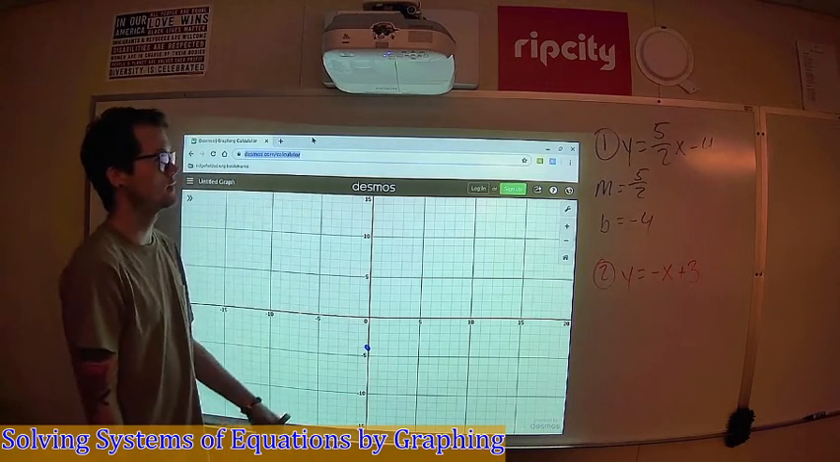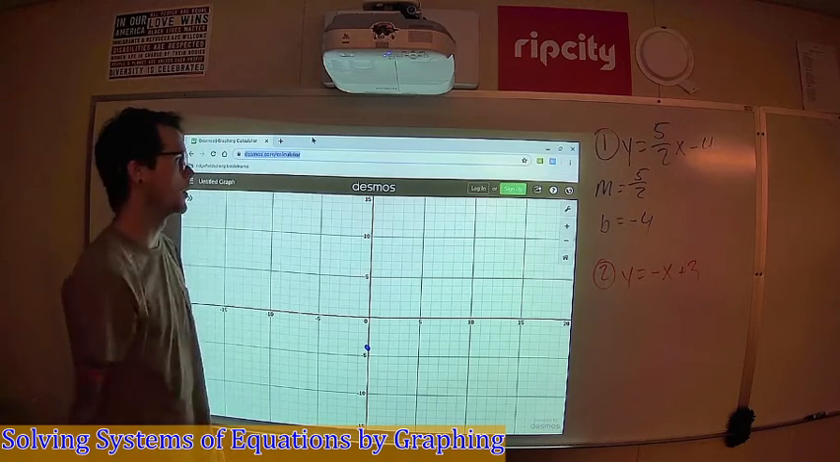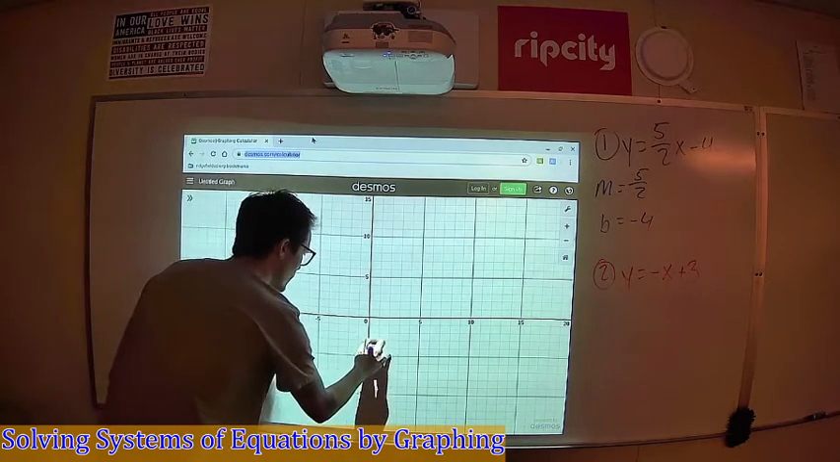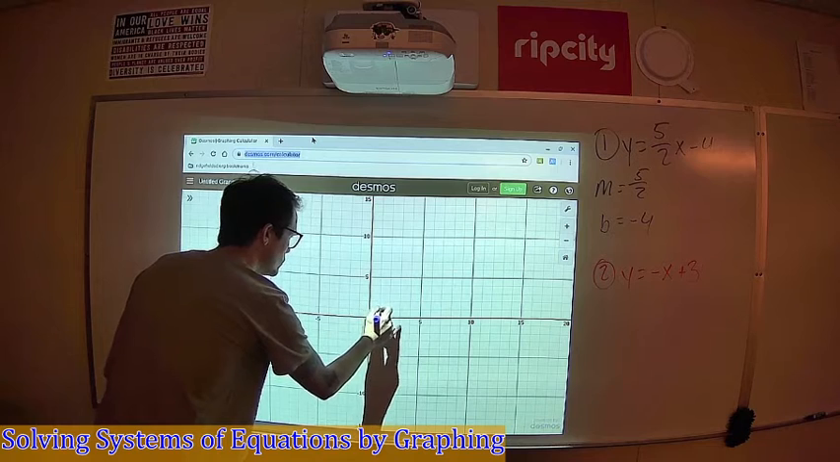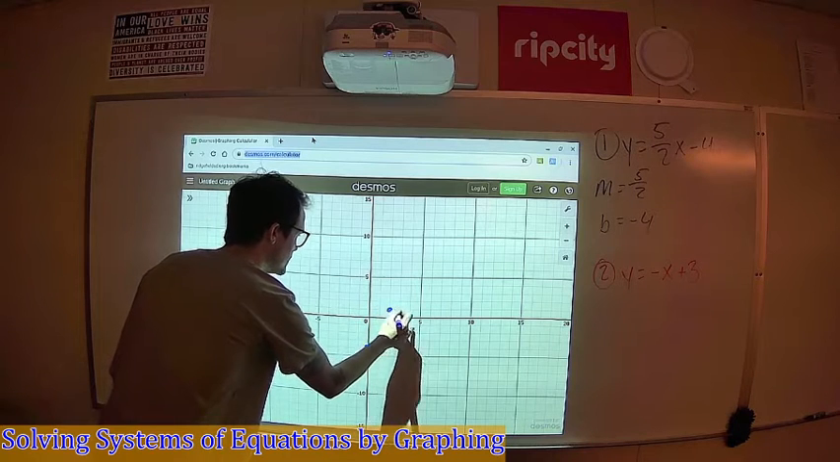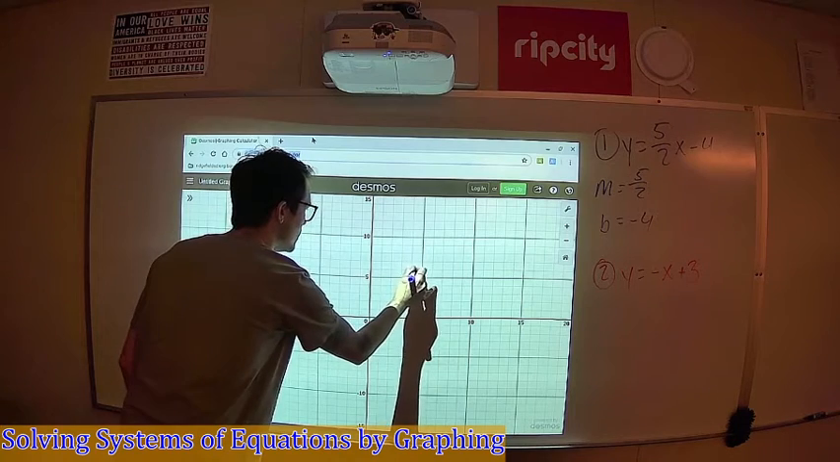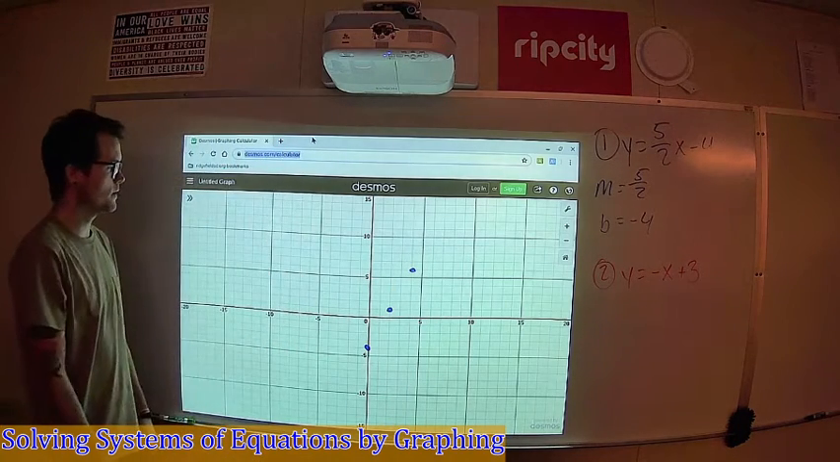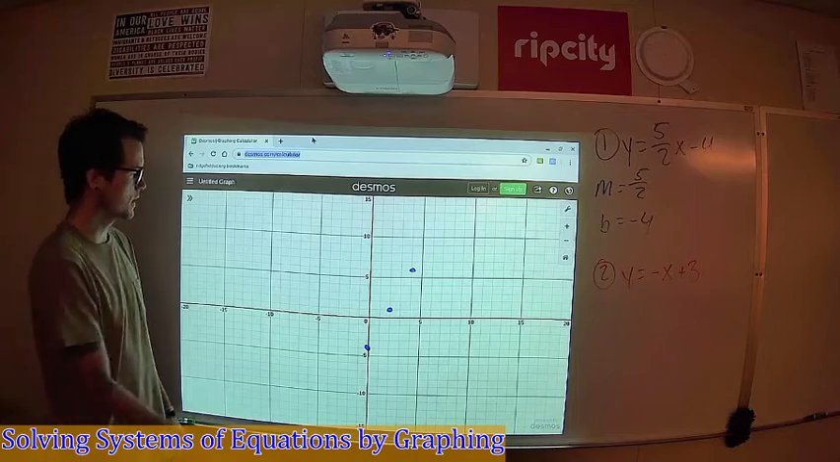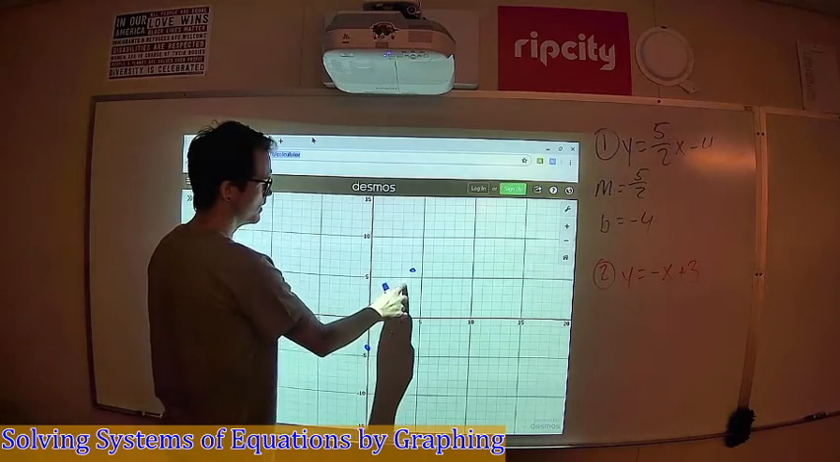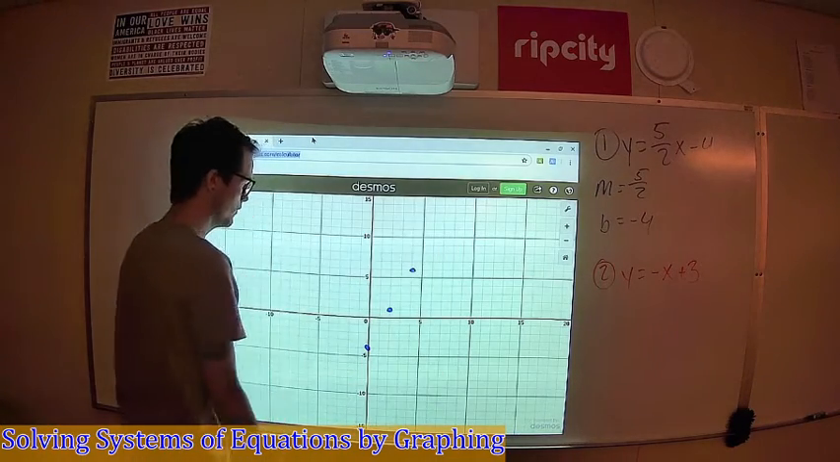And slope of 5 halves. So that means we're going up 5 and we're running 2. So rise 5, 1, 2, 3, 4, 5, run 2, 1, 2. And for funsies, I'm going to do it again. Rise 5, run 2. Here we go. We have 3 points on our line. So I'm going to connect these points because there are solutions everywhere in between and forever more.